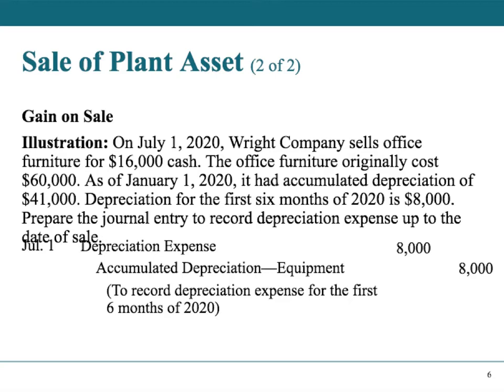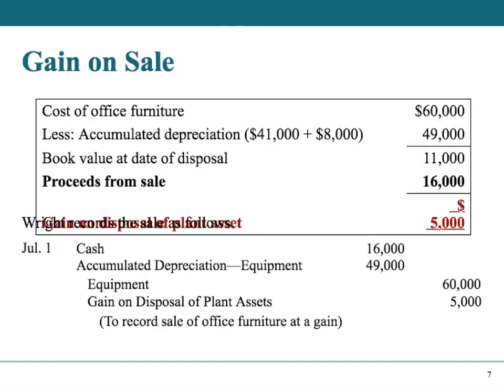We need to prepare the journal entry to record depreciation first, or get it up to date. So July 1st, we're going to debit depreciation expense for $8,000 and credit accumulated depreciation for the same amount to date. Okay? Now the next journal entry, you can do this lovely calculation.